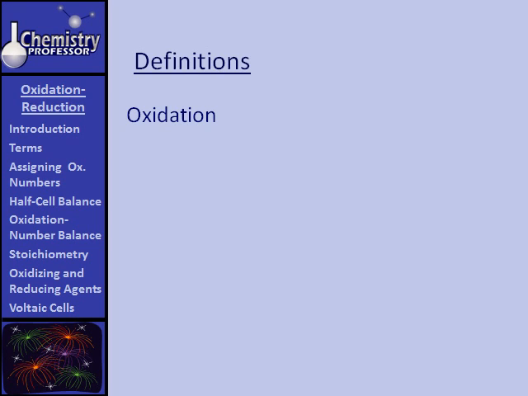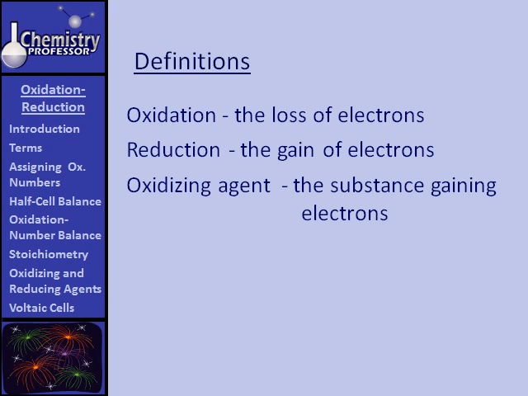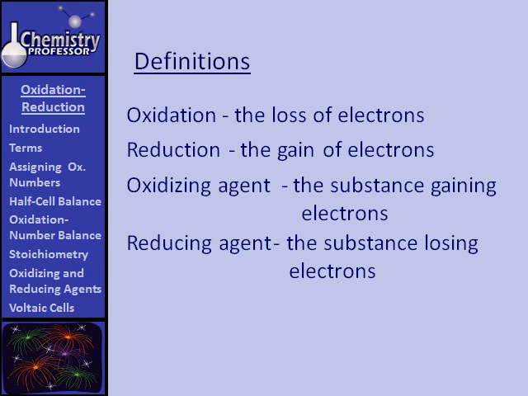Here we go. Oxidation is the loss of electrons. Just learn it. Reduction is the gain of electrons. An oxidizing agent, and this is an important term, is the substance that gains electrons. How does that relate to reduction? Well, the oxidizing agent is reduced. Why? Because it gains electrons. And the reducing agent is the substance that loses electrons.